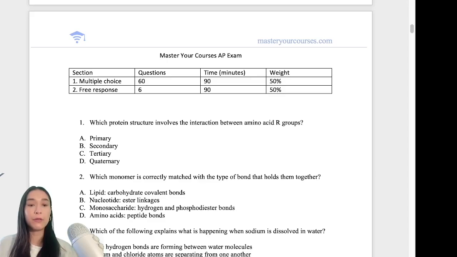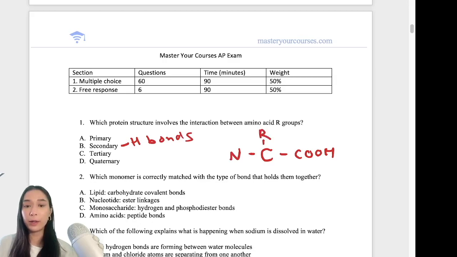Our secondary structure is going to be the first step in the interactions and the folding, but this secondary structure is going to involve hydrogen bonds between the backbone of the amino acid. So our secondary structure is going to be H bonds and our backbone. So if I draw out the standard structure of an amino acid, it has a central carbon, our carboxyl group, and then a nitrogen group, and its R group right at the top here. The backbone are these 3.